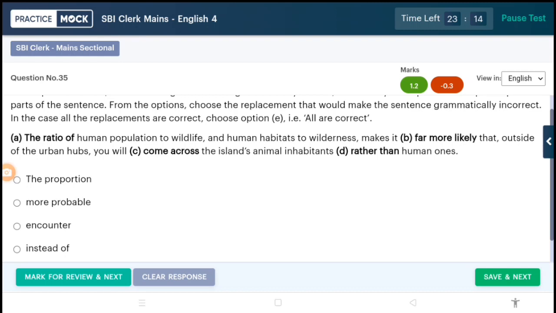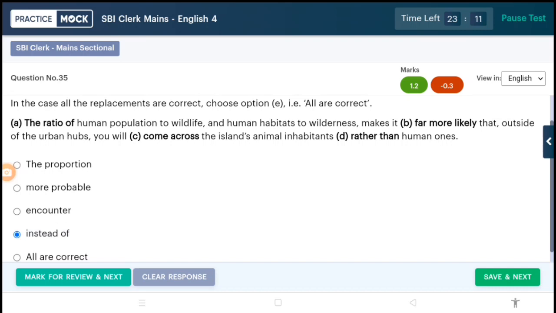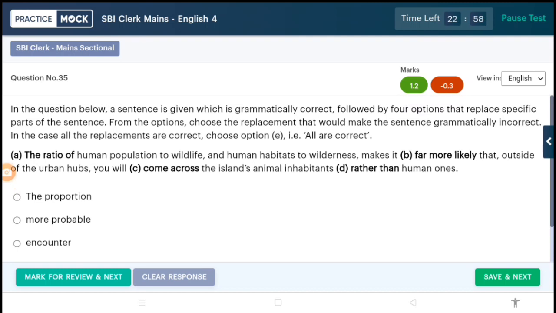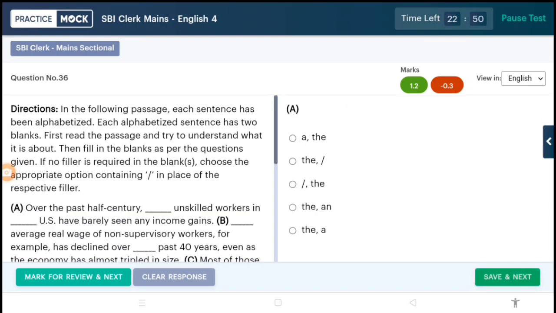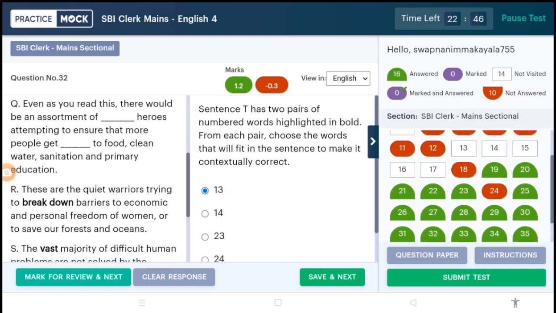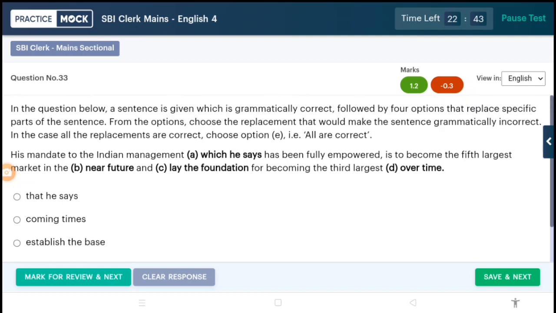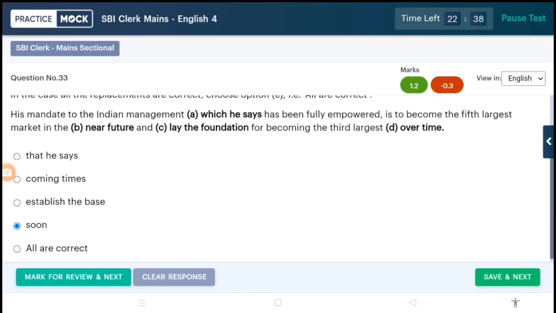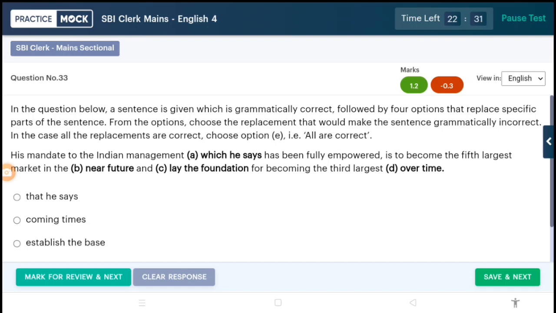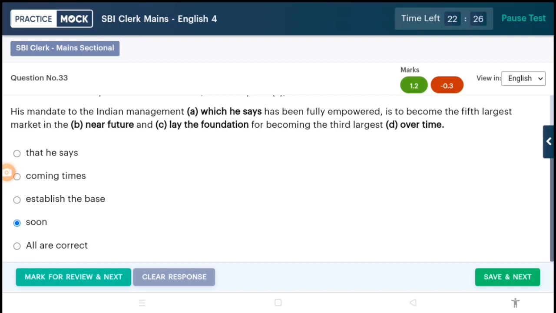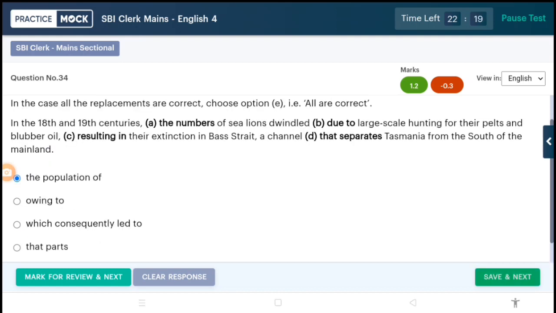Next, the ratio of human population to wildlife and human habitats to wilderness makes it 4. We will, instead of human ones, will encounter. Okay. Next, choose the replacement. Third largest. She says, I think.